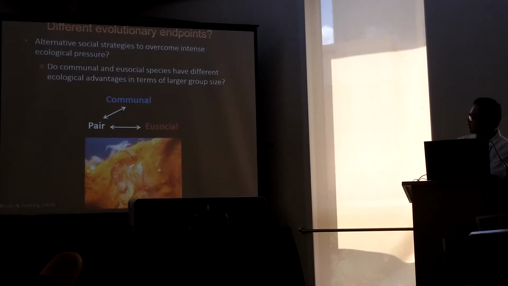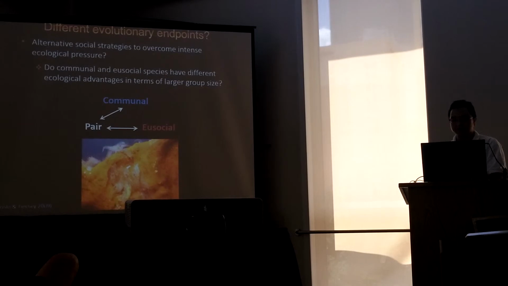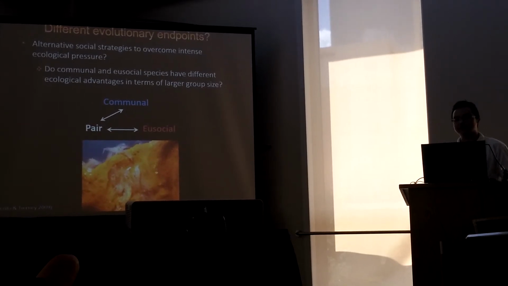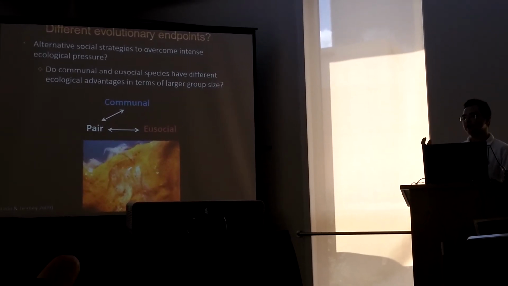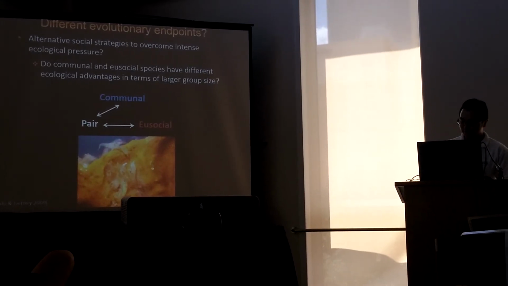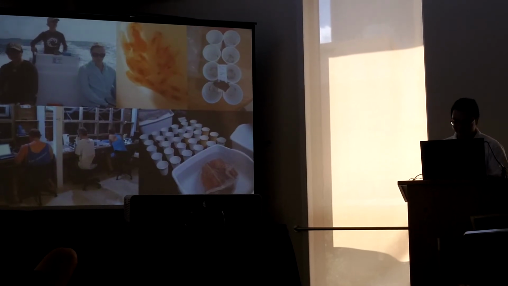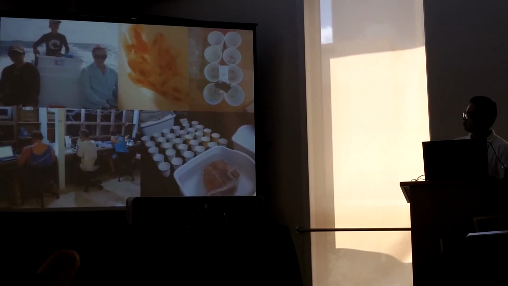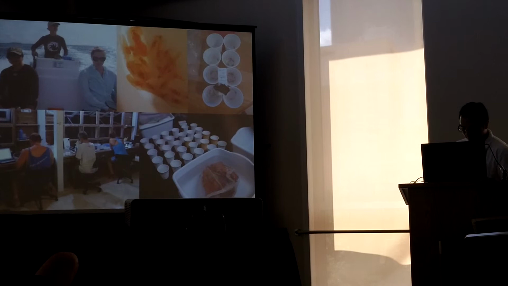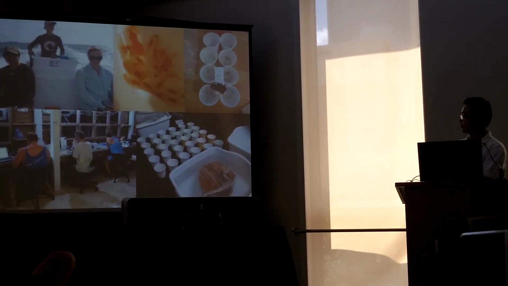So I want to explore this a little bit to ask whether communal and eusocial species have different ecological advantages in terms of larger group size. Perhaps there are some benefits of having a larger group in the ecology. So we look at some ecological data that Emma Delphine collected for over 20 years. Now she has moved on to the Smithsonian.